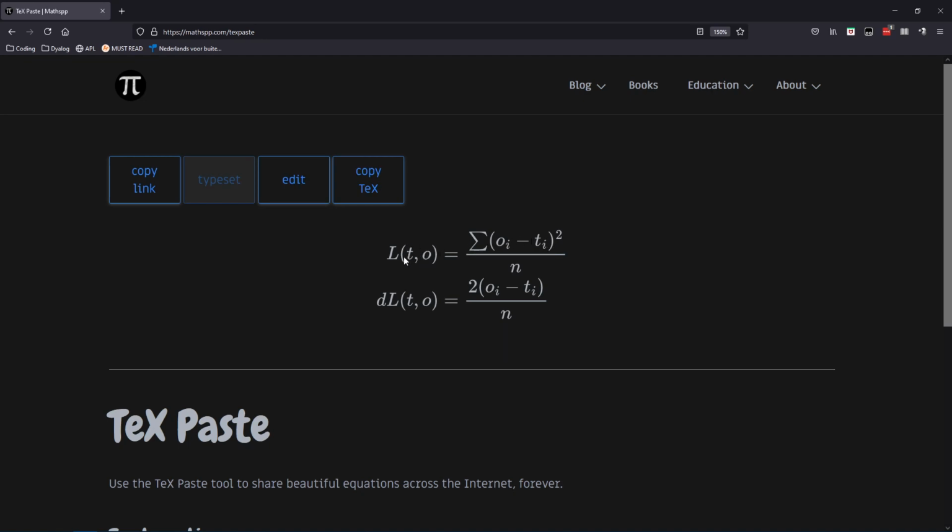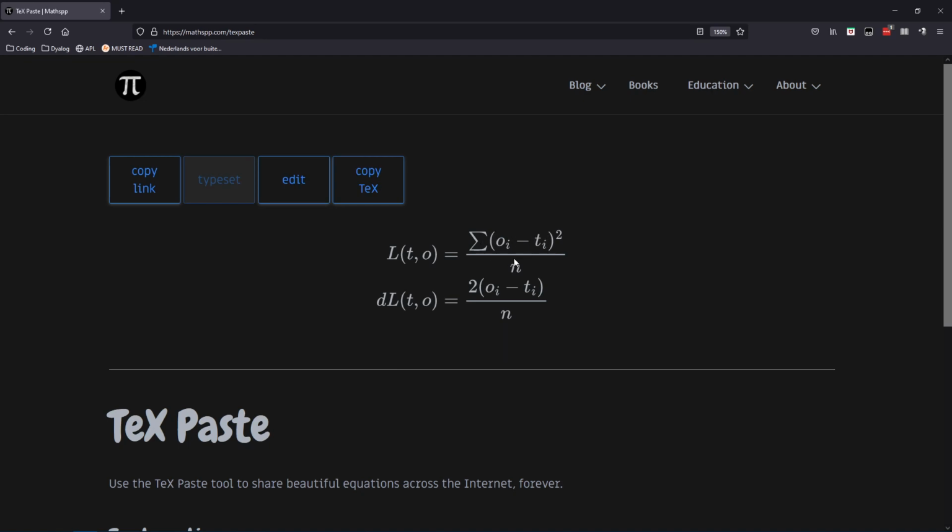If you take a look at the line above, you have the L for the loss function, and the left argument was the target value and the right argument was the actual output. What we did was we subtracted the two, we squared it, and then we computed the mean. And computing the mean is summing everything and dividing by n, where n is the number of elements.